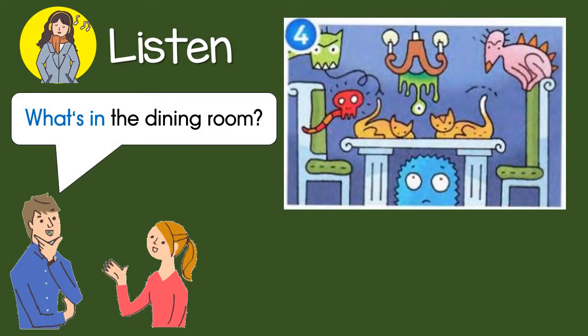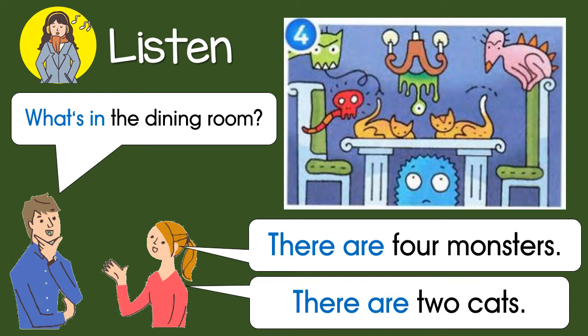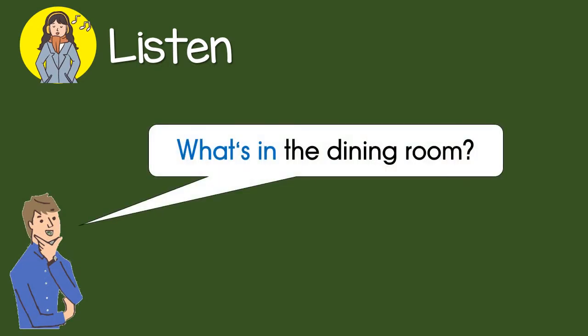What's in the dining room? Apa di dalam ruang makan? There are 4 monsters. Ada 4 ekor raksasa. There are 2 cats. Ada 2 ekor kucing. What's in the dining room? Apa di dalam ruang makan? What's in?